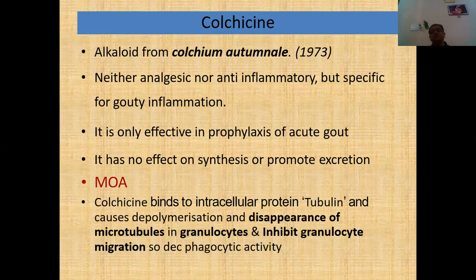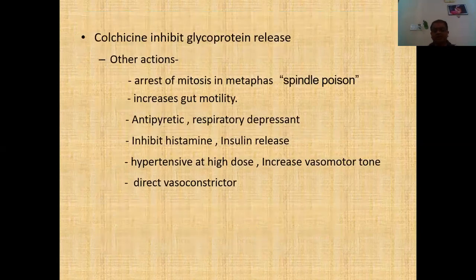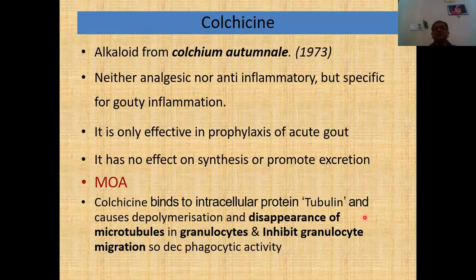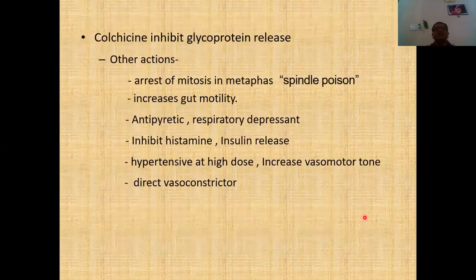Colchicine binds with the intracellular protein tubulin, and it causes depolymerization and disappearance of microtubules in granulocytes. It inhibits granulocyte migration, meaning transfer from one site to another. So the phagocytic activity is reduced, and in this way colchicine plays an important role. Colchicine also inhibits glycoprotein release.